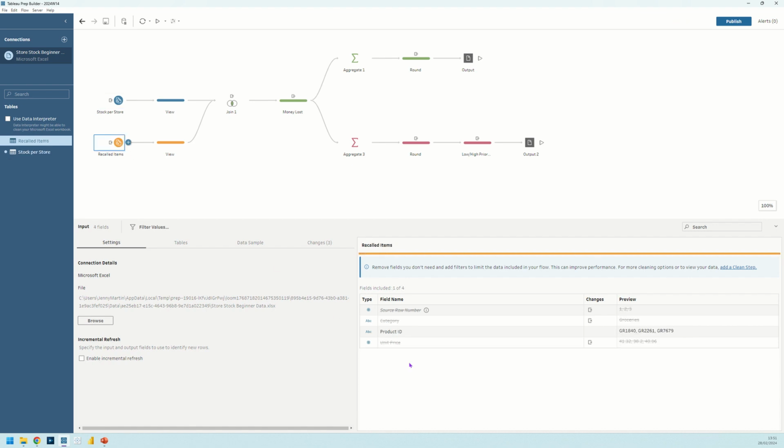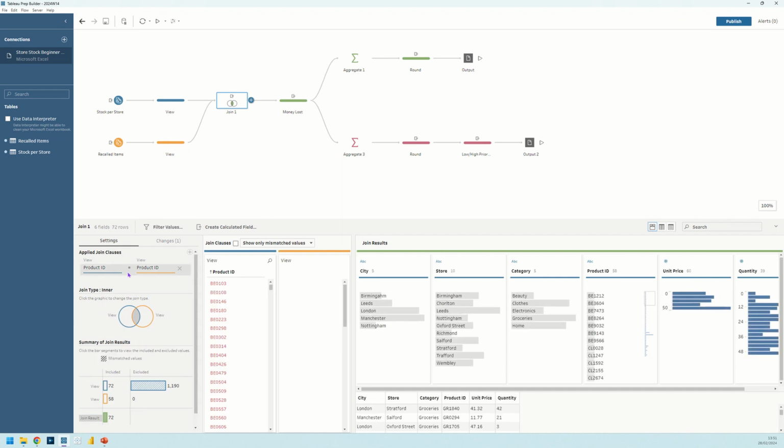And then we have these product IDs for recalled items, and we can see what categories and unit prices they have as well. I chose to just keep the product IDs here, as that's the way that we are identifying which products have been recalled. So we join these two tables together, and then we are left just with those products which are being recalled in those various different stores.